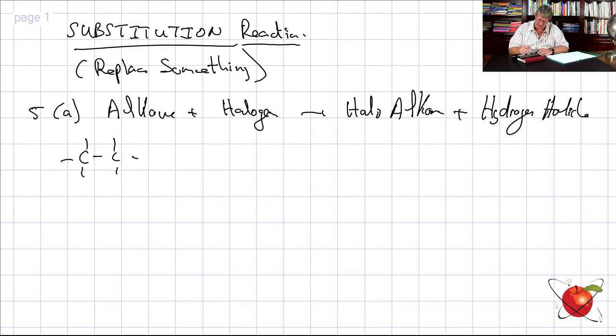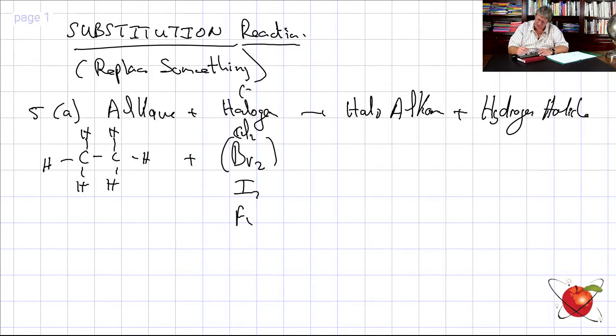CC, I know we use this one, but it just makes sense to do this. We're going to take an alkane, and we're going to put in a halogen, which in this case is Br2, I2, F2, or we could put in Cl2. The halogen is the gas form. Remember, it's the diatomic one. We're going to form a haloalkane, which means we're going to put a halogen on, and we're going to be left with a hydrogen halide. So what happens over here?